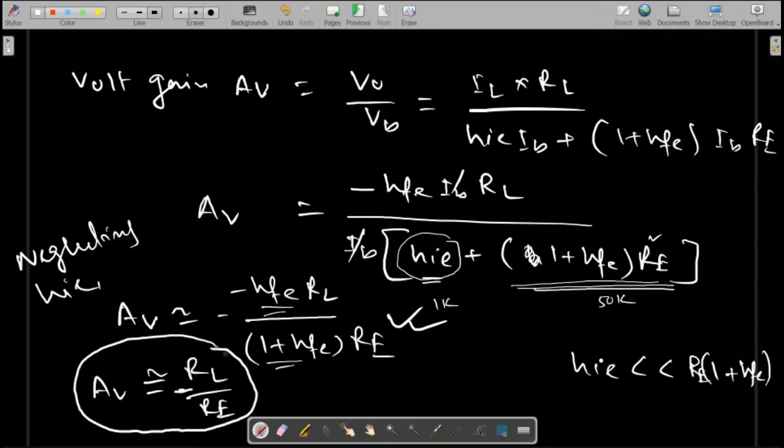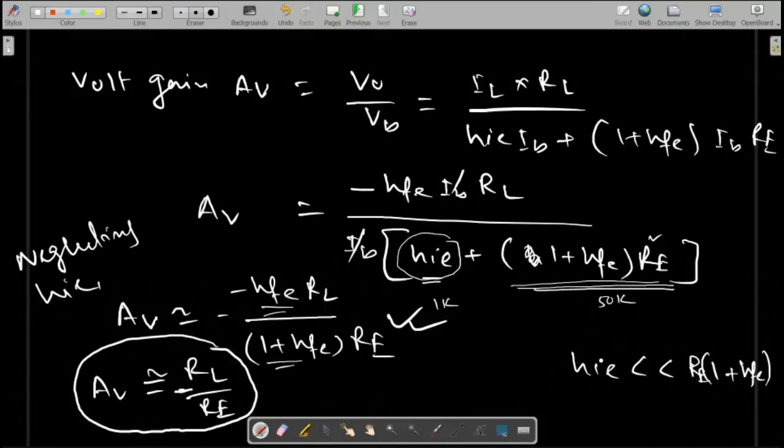The value of voltage gain is just a ratio of two resistances, and they are passive resistances. What is RL? Load resistance, some carbon resistance we are connecting. What is RE? Emitter resistance. And they are not temperature sensitive. H parameters are related to BJT, they are temperature sensitive. But here, check the voltage gain expression. There is no H parameter involved in the final expression of the voltage gain. So we can say the voltage gain is independent of what? Temperature. It is not a function of temperature because it is a ratio of two resistances and they are stable.